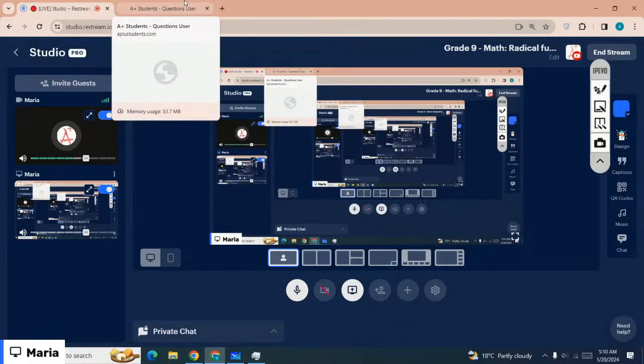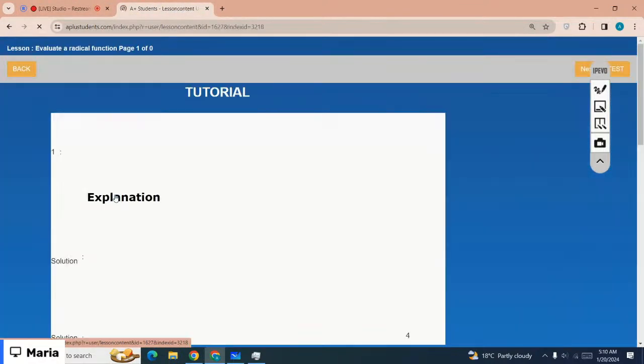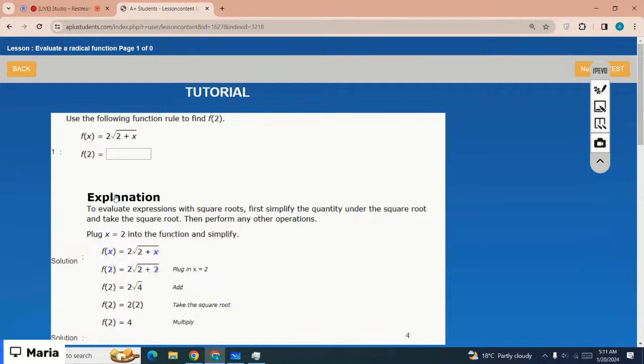The next lesson is evaluate a radical function. Use the following function rule to find f of 2. You have to calculate f of 2, right? That means you need to evaluate the function for f of 2. You need to replace all the x with 2, right?